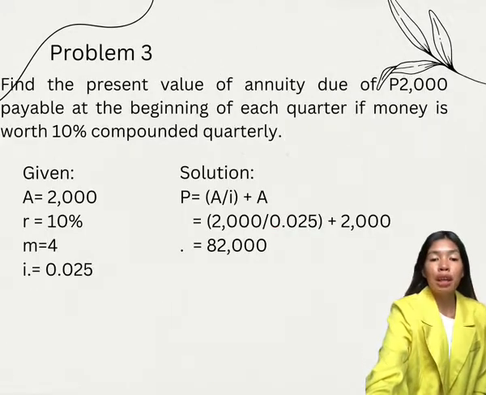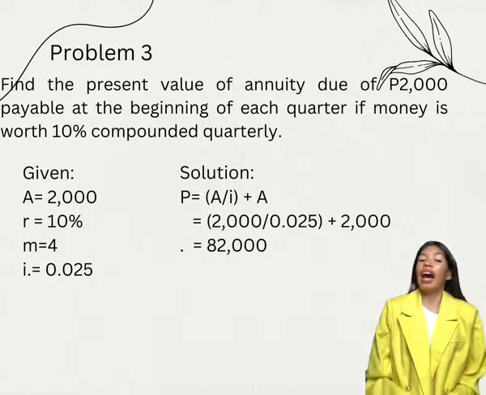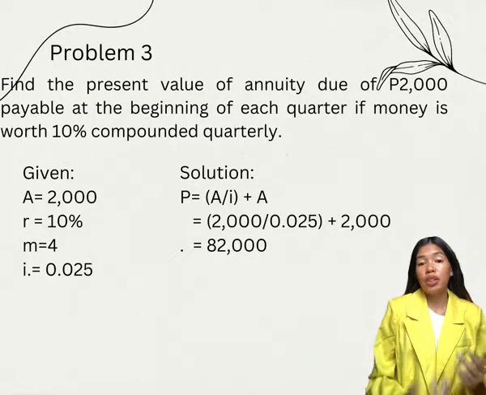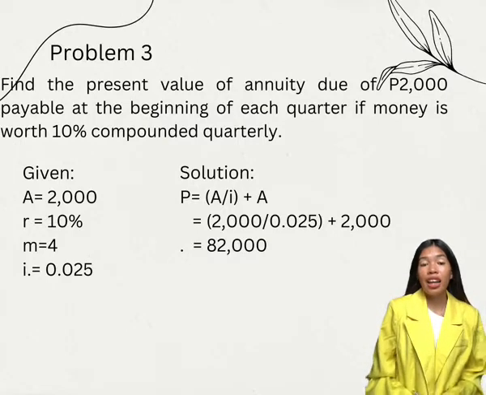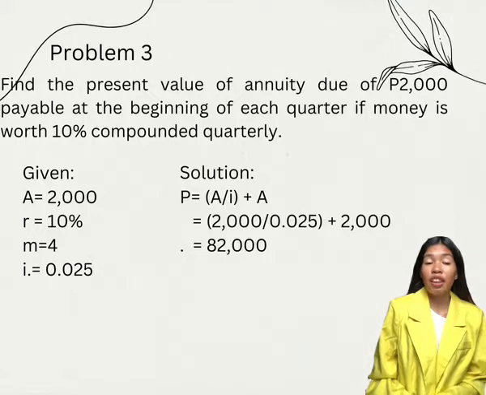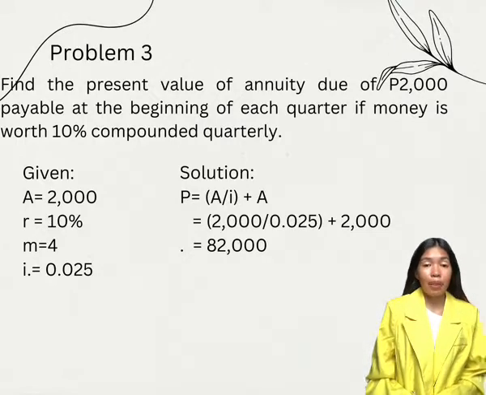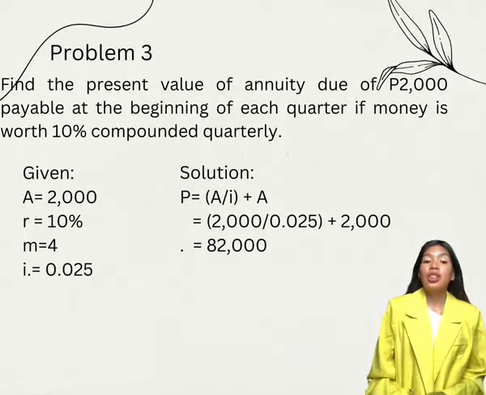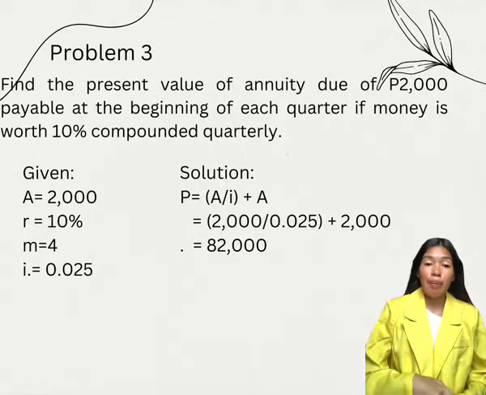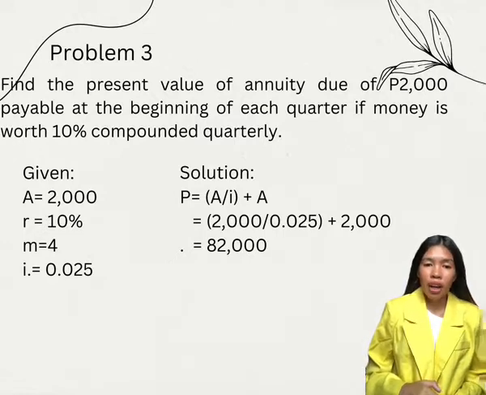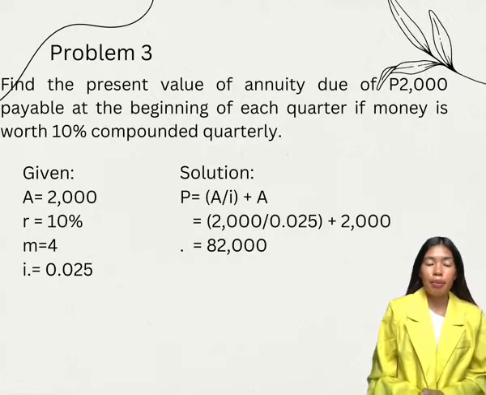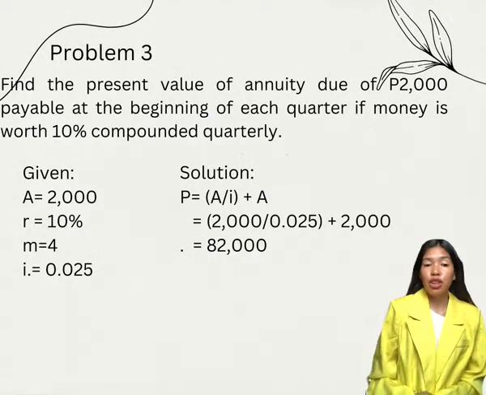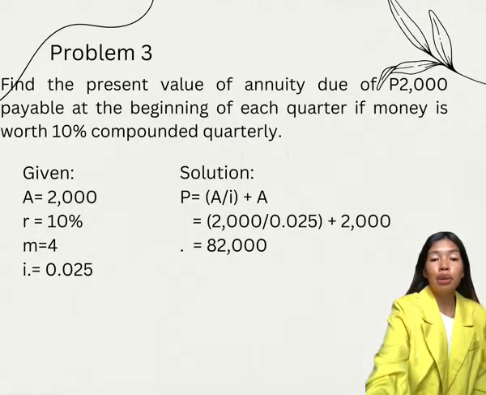Now let's move to the third problem. Find the present value of perpetuity due of 2,000 pesos payable at the beginning of each quarter if money is worth 10% compounded quarterly. First, let's look for the given values. We have A, 2,000, R, 10%, M is 4, and to solve for I, we have R divided by M. So we have 10% divided by 4, and that is 0.025. So the solution will be like this.